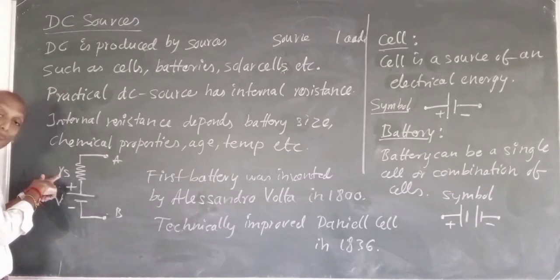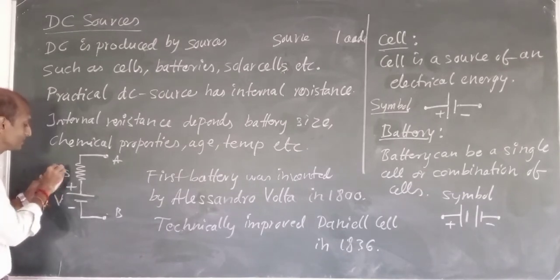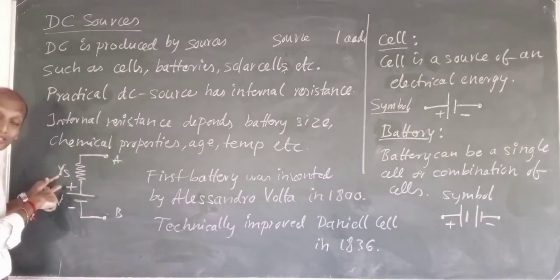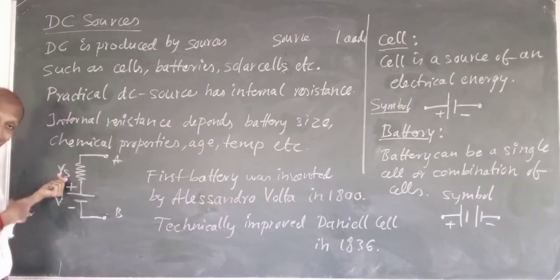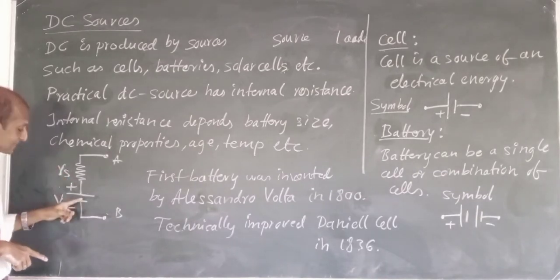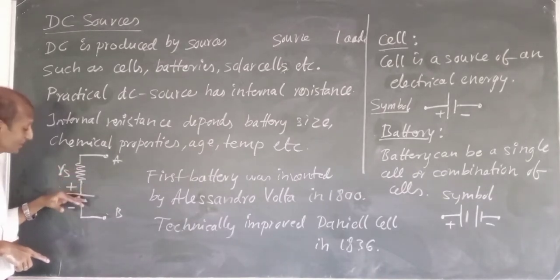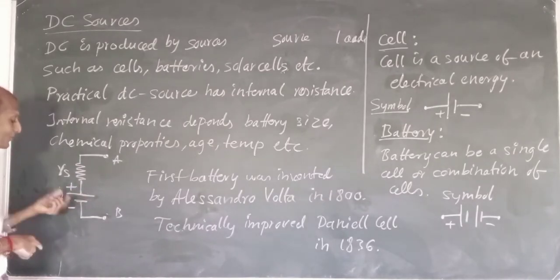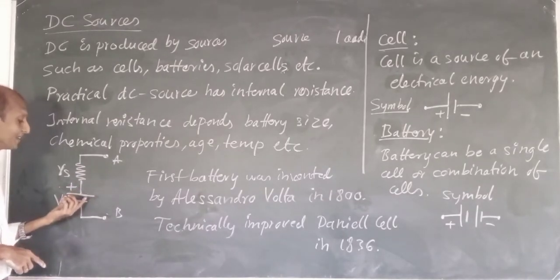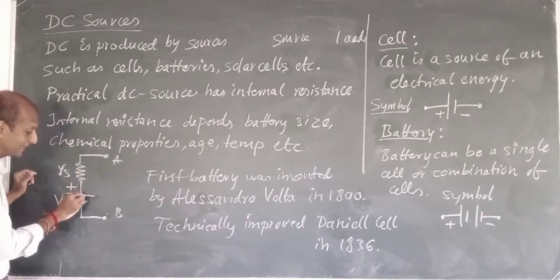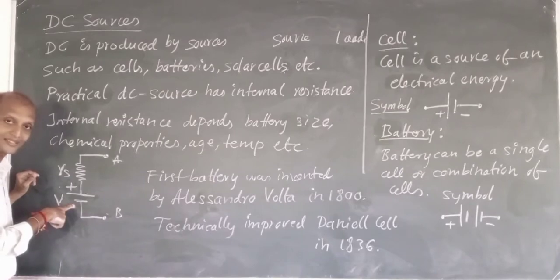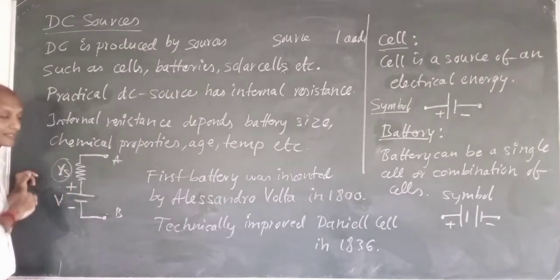I can use a small letter also. So internal resistance is denoted as what? RS. I have taken that name as RS, meaning series internal resistance. S indicates series, meaning this internal resistance comes in series with the battery, or the cell. So we have this DC voltage source, and here the internal resistance is shown in series. So it is in series with the DC source. So it is called as internal resistance or series internal resistance.